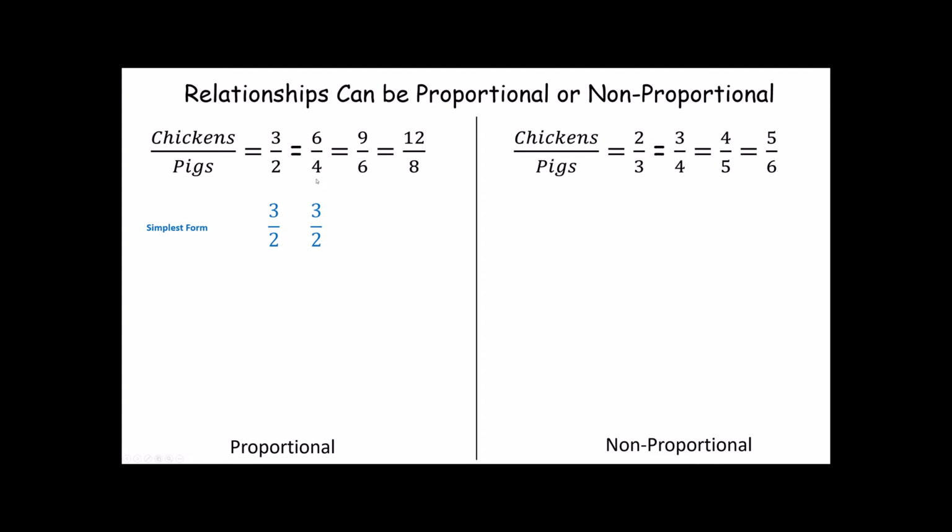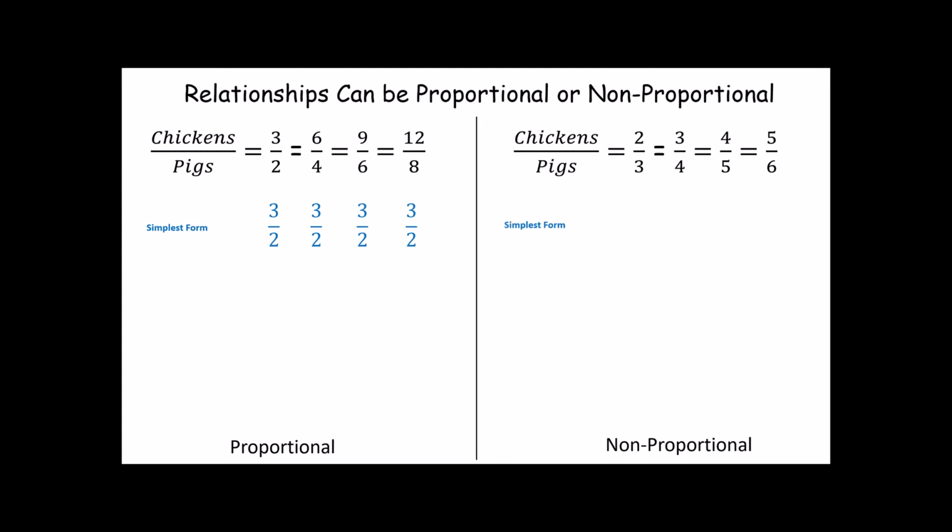6/4 is 3/2. 9/6 in simplest form is 3/2. And 12/8 in simplest form is 3/2. If ratios are proportional, or if we're looking at a proportional relationship, when we put our fractions or our ratios in simplest form, they will all be the same.